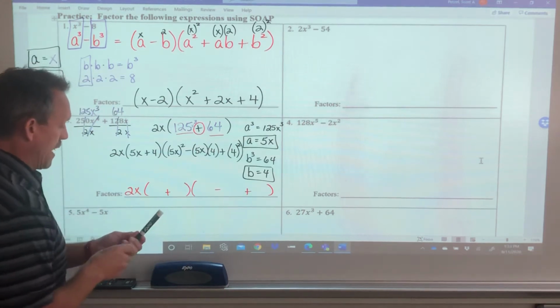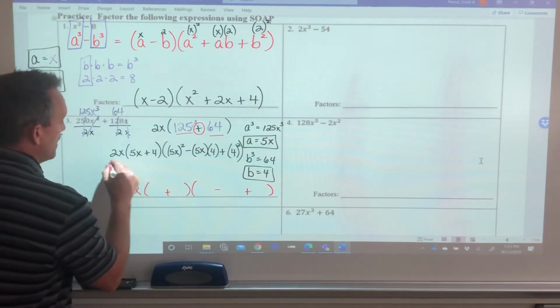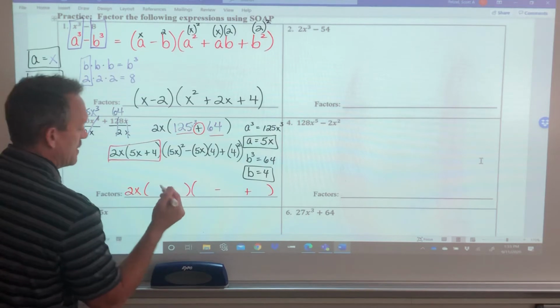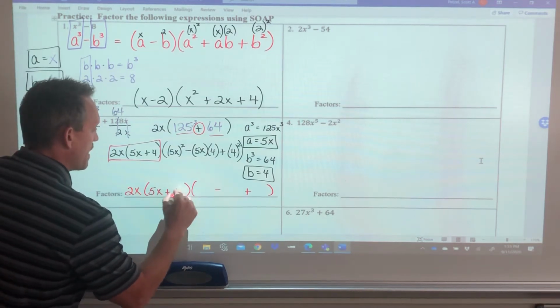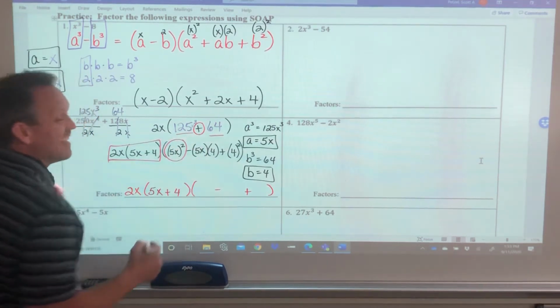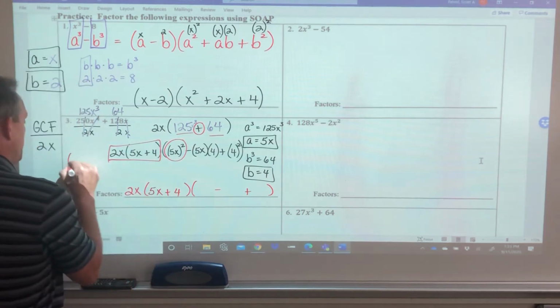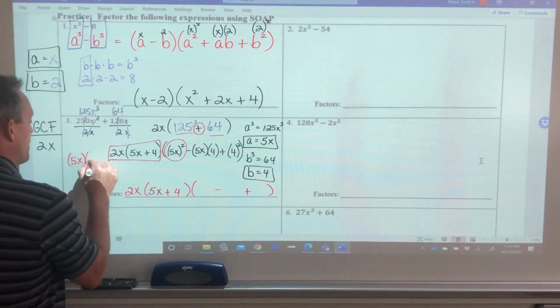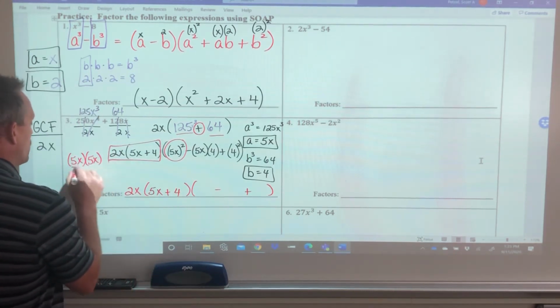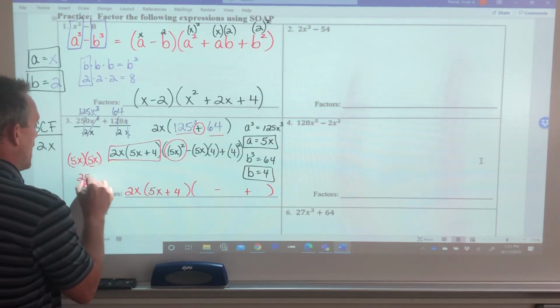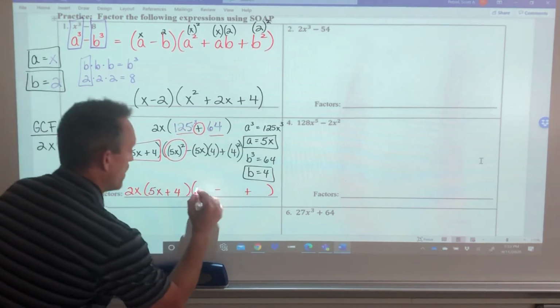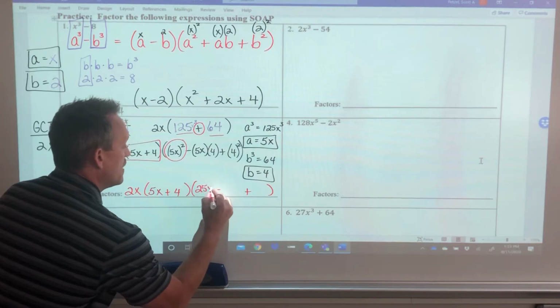So now when I come down below, this doesn't really change, it stays the same: 5x and 4. That is 5x squared, 5x times 5x, which is 5 times 5 is 25, x times x is x squared. So now I have 25x squared.